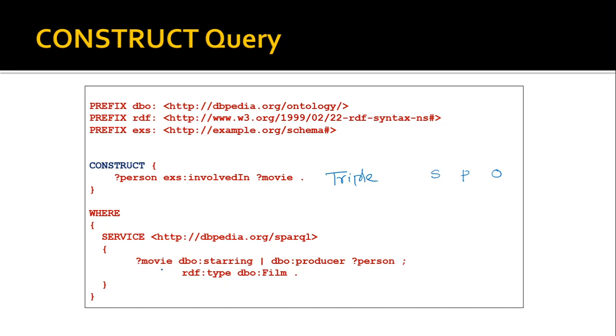So what are the triples we can have? For example, a movie is starring one actor, or a movie has a producer. Now, if a person is acting in a movie or producing a movie, we say that person is involved in that movie. So we are creating a triple: if this is satisfied, then I can construct a triple that this person is involved in a particular movie. So we can execute this query. Let us run this query and see whether that really happens or not.